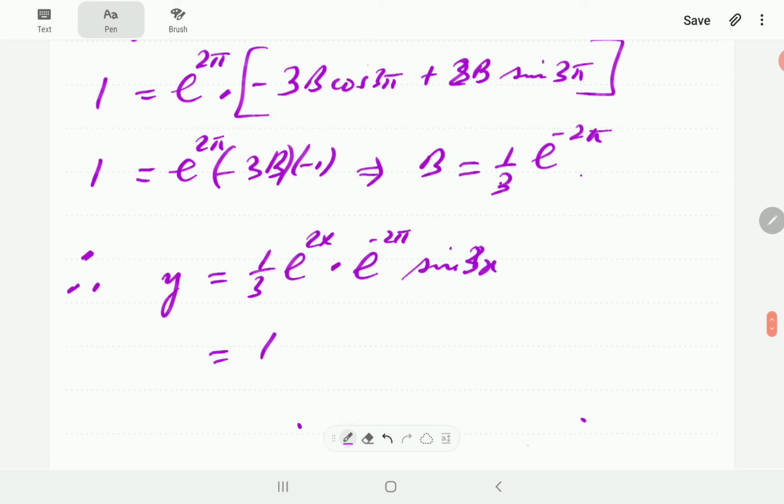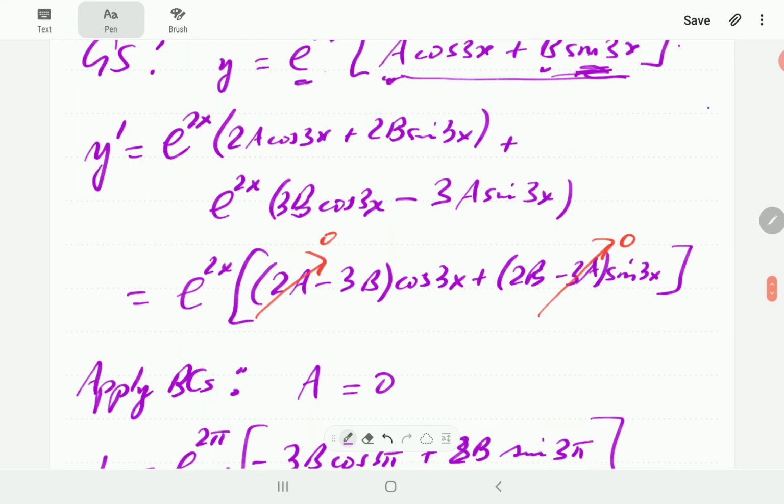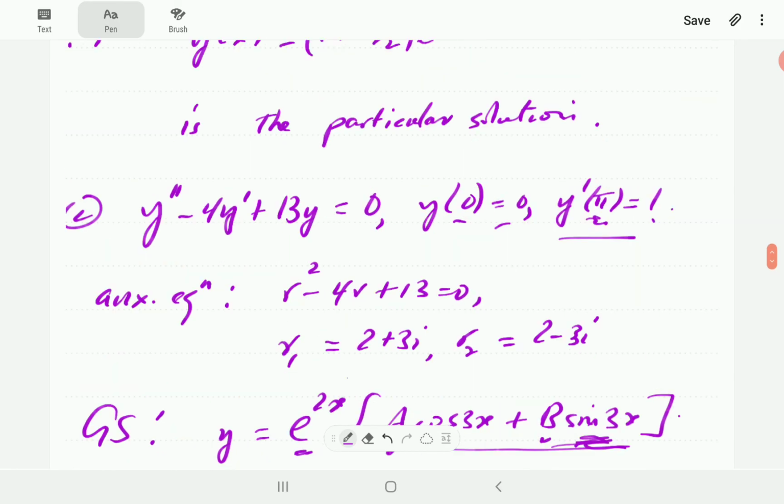Tidy this up. 1/3 e to the 2 is common, sine 3x. So that is our particular solution. All right. Okay. So that was part C.